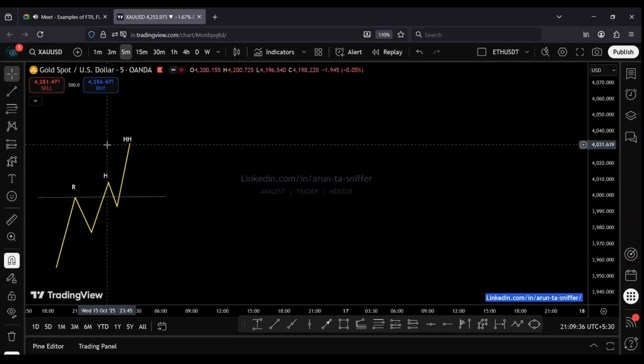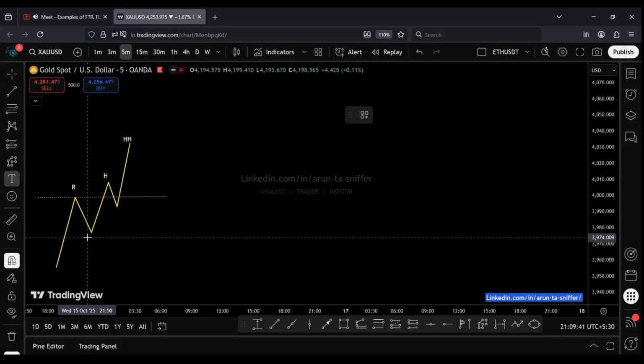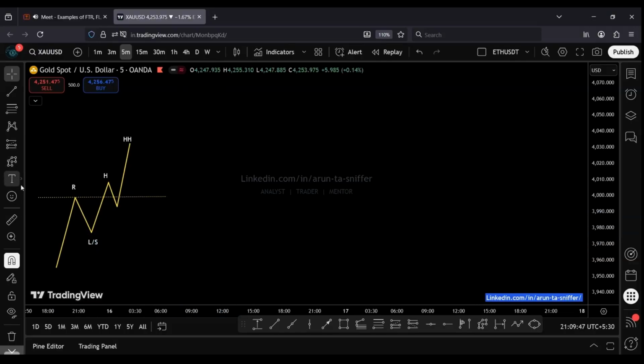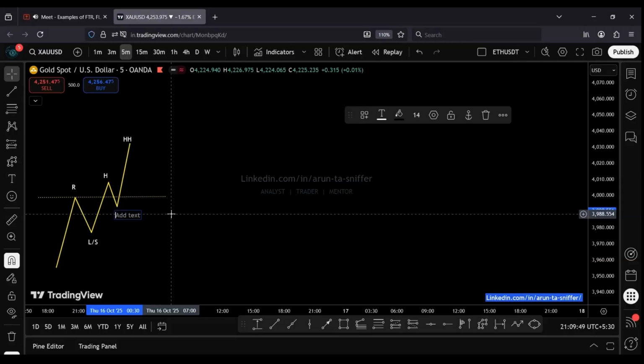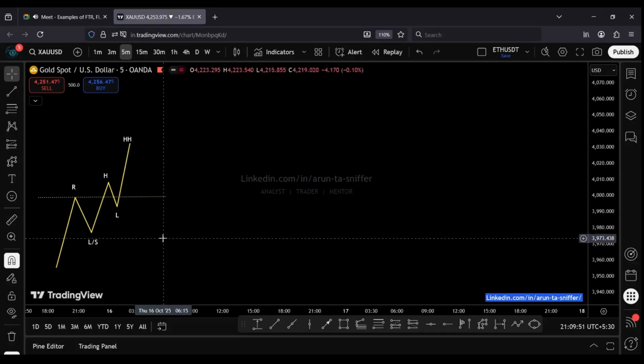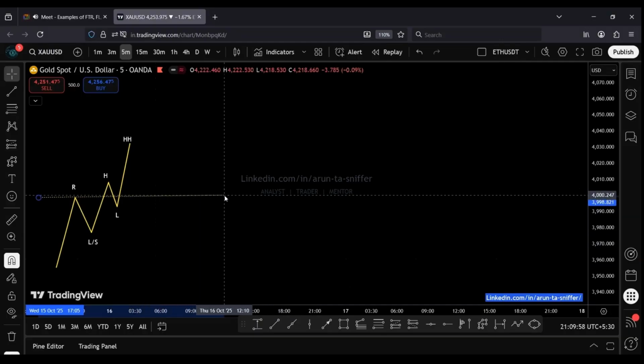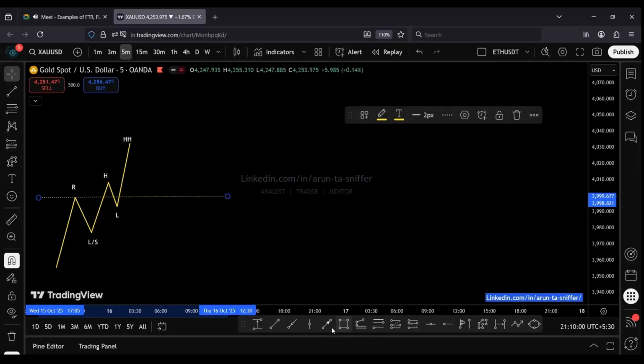Okay, this we can call low or support. Fine. This we can call low. Then price comes back again.